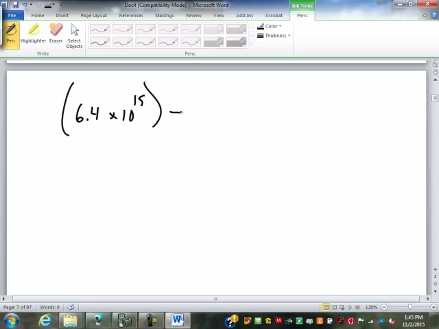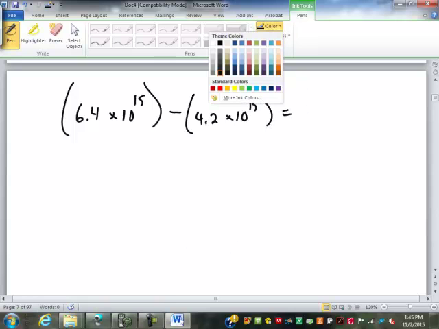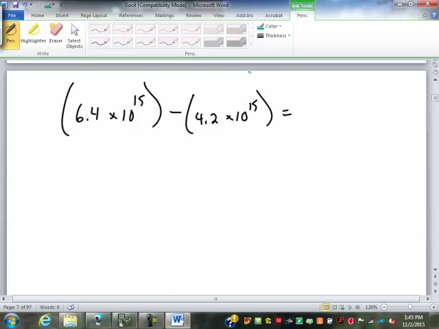So 6.4 times 10 to the 15th minus 4.2 times 10 to the 15th. So we're going to subtract. 6.4 minus 4.2 is 2.2 times 10 to the 15th.